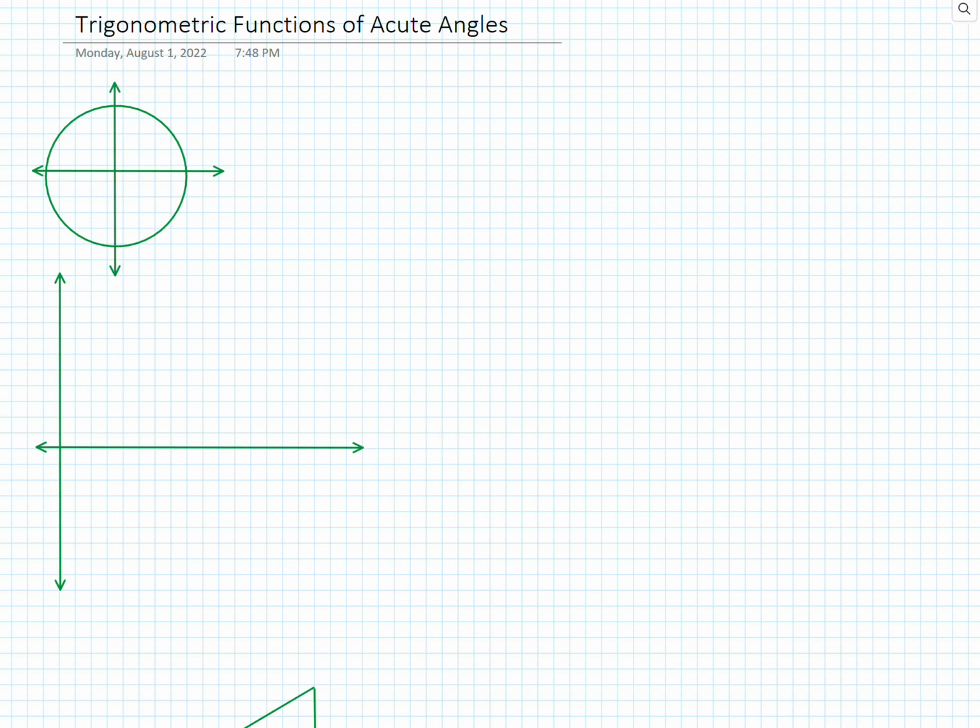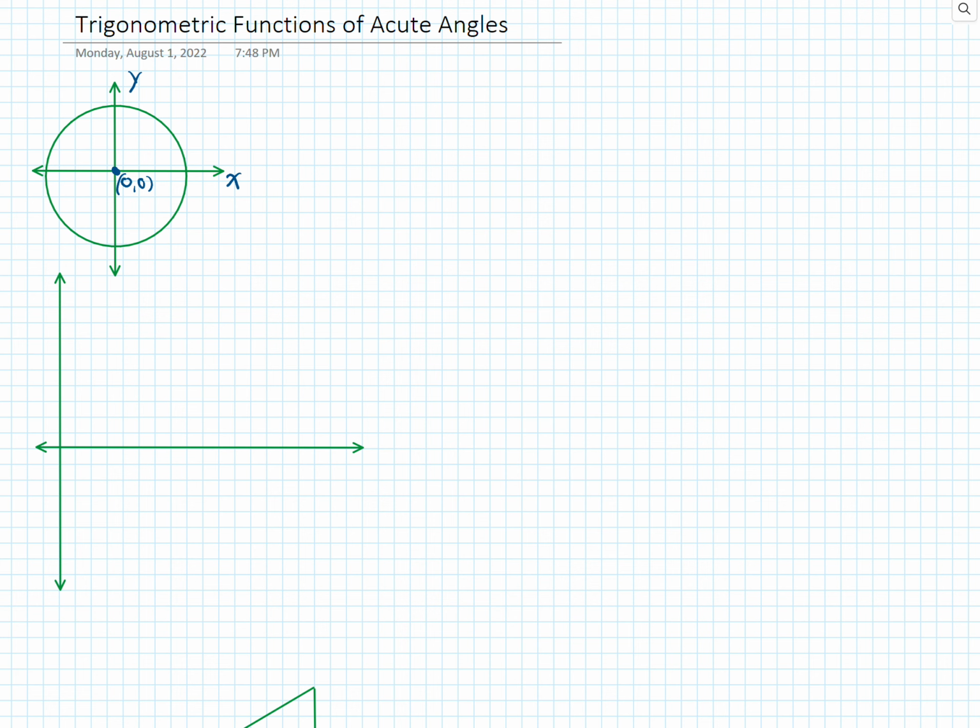Hello everyone, we're going to talk about trigonometric functions of acute angles today, but before we do that, we're going to recall a few things from geometry to make sure we're all on the same page. So I drew a Cartesian plane. This will just be a regular XY axis, right? And I have my origin right there, so that will be the point 0, 0.